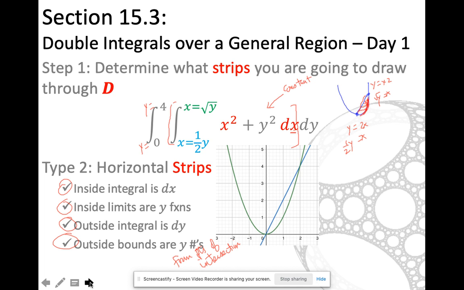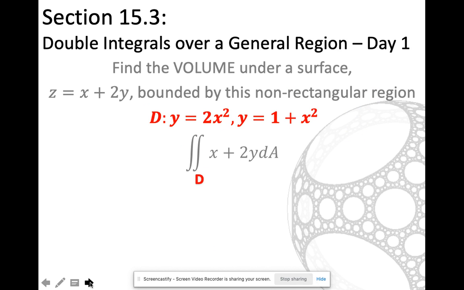Oh, I forgot that I drew that. All right, let's do this one. So find the volume under a surface. Here's my surface, x plus 2y, bounded by a non-rectangular region, D. So my job is to take this double integral, get rid of D, get rid of dA. So first I want to draw. Just draw in the xy plane. You don't have to draw, no one's asking you to draw this surface. So in the xy plane, what do I have?